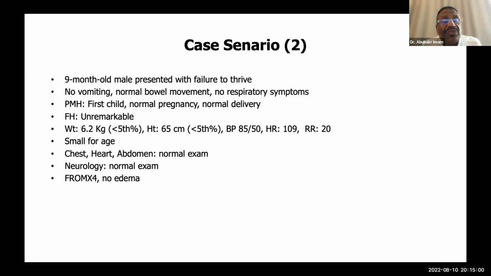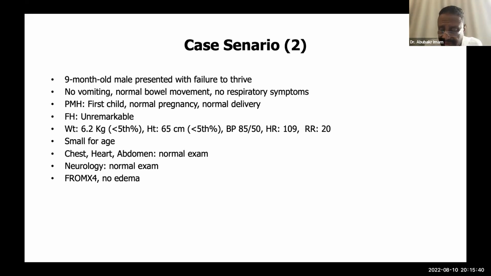A 9-month-old male presents with failure to thrive. Again, like that one before. He has no vomiting and normal bowel movements, to exclude any GI losses. No respiratory symptoms. Past medical history: the first child, almost like that one, normal pregnancy, normal delivery, family history unremarkable. His weight is less than 5th percentile, same as that one, same height, less than 5th, normal blood pressure, same vitals. He's small for age. His chest, heart, and abdominal examination was normal. Neurologically he is normal.